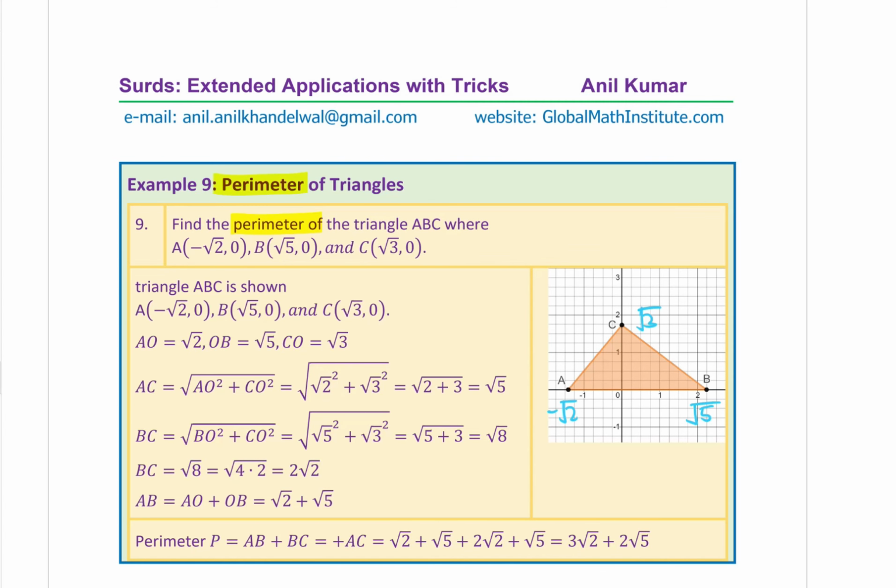So basically, you need to find the three lengths. Now, whenever you're given the x and y intercepts, you know two sides of the triangle. You can find the third side using the Pythagorean theorem, correct? So the concept here is to use the Pythagorean theorem.